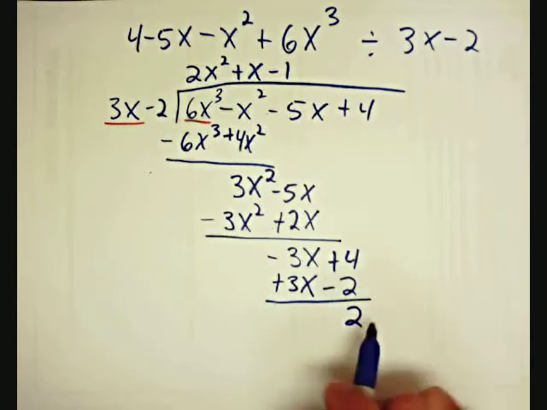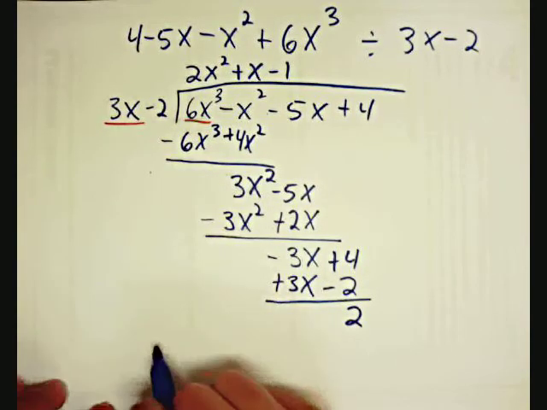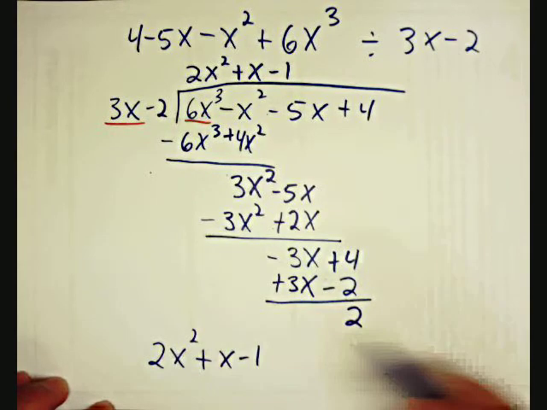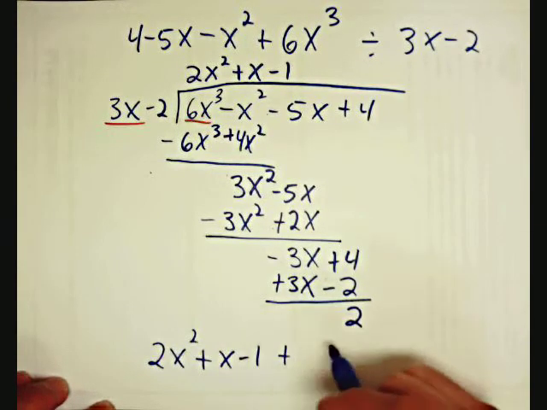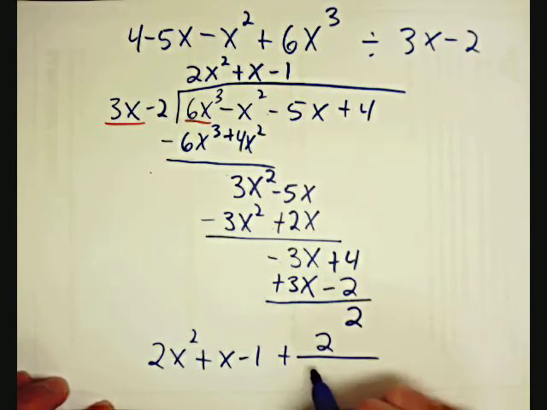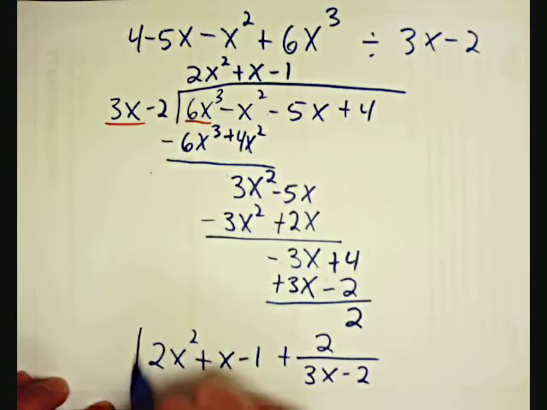Nothing left to bring down, and this doesn't have an x, whereas this does. So our solution, 2x squared plus x minus 1 plus our remainder of 2, and we put that over what we're dividing by. So there is our solution.